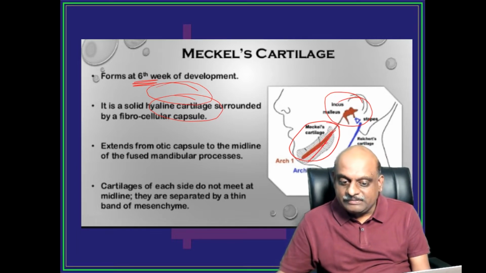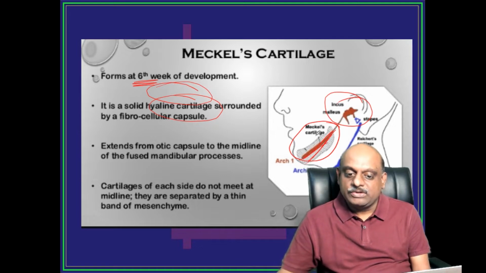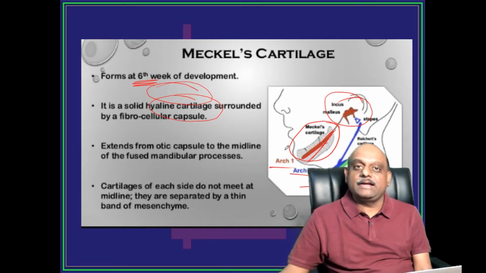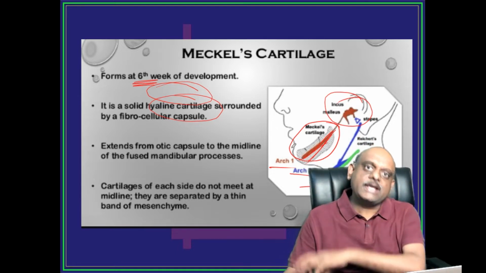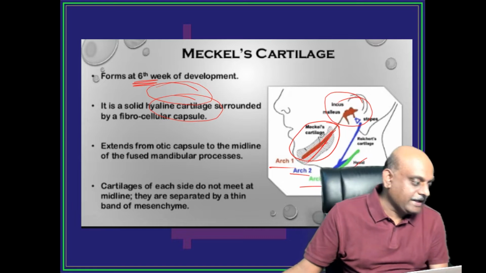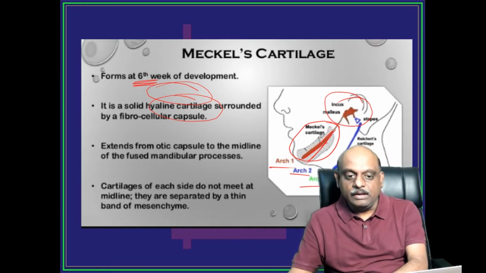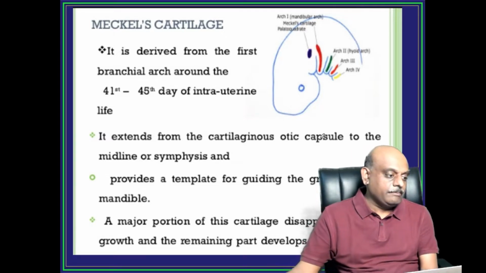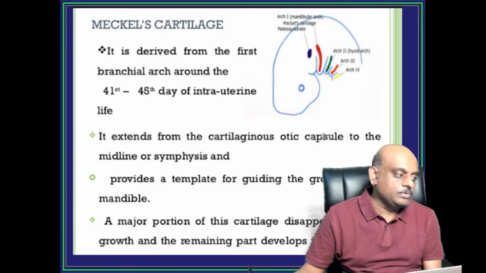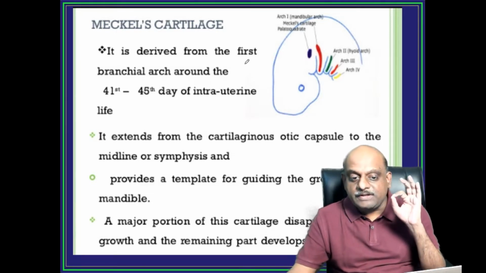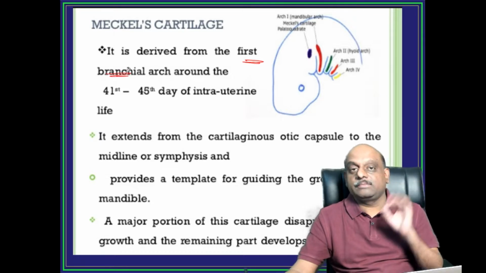And this is the hyoid bone. So you can see the various branchial arches. And each arch has a characteristic cartilage. That is the favorite question of the examiner. Now, 3 to 4 points about Meckel's cartilage that you need to get clear with. It is the first branchial arch derivative.